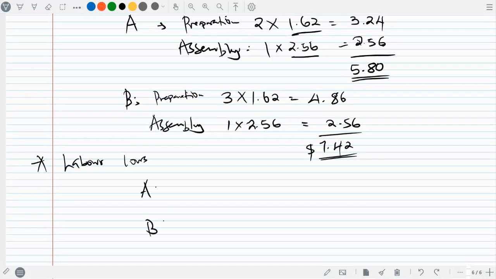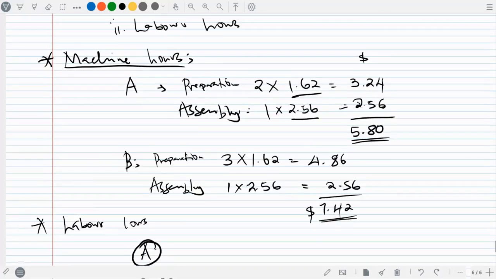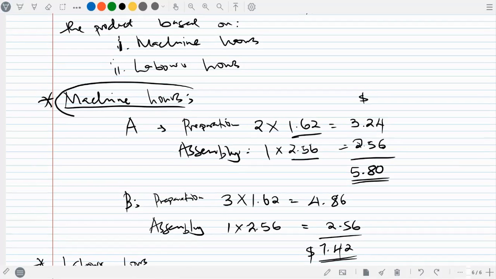Pose the question again. If you have to use labor hours as a basis of the absorption of the overheads, what will be the cost? What is the production overhead cost you're going to be absorbing for product A and for product B? The same way you've done here. The difference is that we're going to be using labor hours, not machine hours.